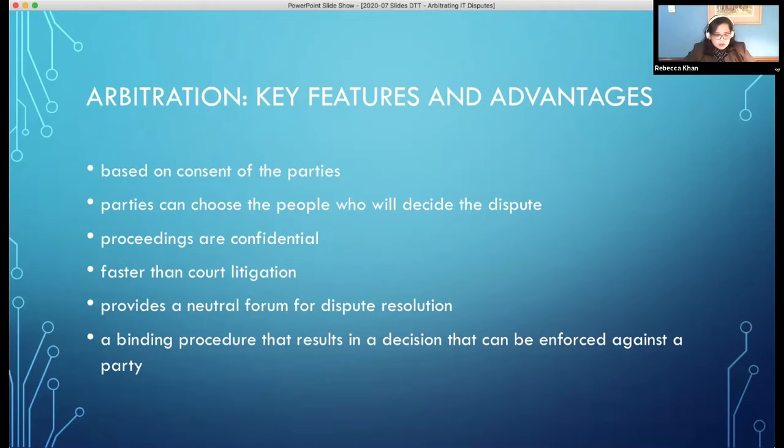Also, it is a binding procedure that results in a decision that can be enforced against the party. Now, the key word here, binding, differentiates it from other forms of ADR, such as mediation. Mediation essentially gets the parties to sit down and discuss their dispute, likewise with conciliation. And these procedures do not necessarily come out with a binding result. Arbitration, in contrast with these other forms of ADR, results in a binding decision that can be enforced against the losing party.